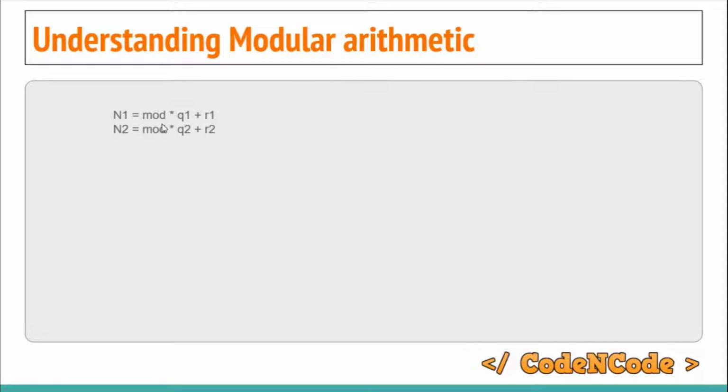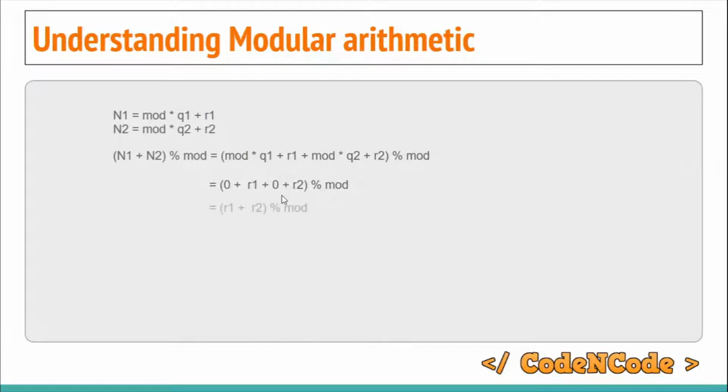So let's see why these two formulas hold using Euclid division lemma. Since we have to calculate modulo MOD, I have written the number n1 as MOD times q1 plus r1, and n2 as MOD times q2 plus r2, as Euclid division lemma says. To calculate n1 plus n2 modulo MOD, we write n1 as MOD*q1 + r1 and n2 as MOD*q2 + r2, and then take the whole thing modulo MOD. When you are calculating modulo some integer, all multiples of that integer result in zero. Because these two terms are multiples of MOD, they result in zero. Finally we are left with r1 plus r2 modulo MOD.